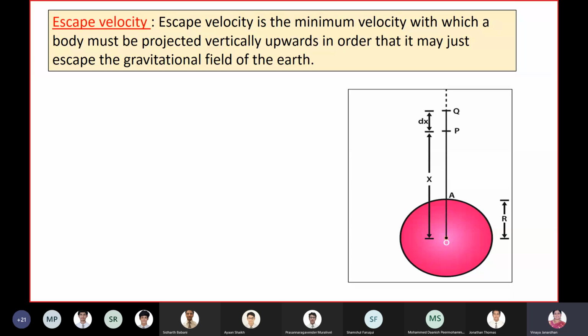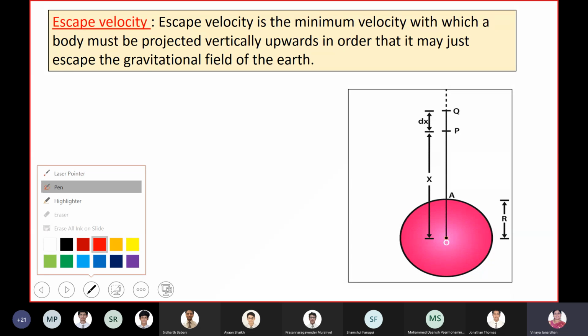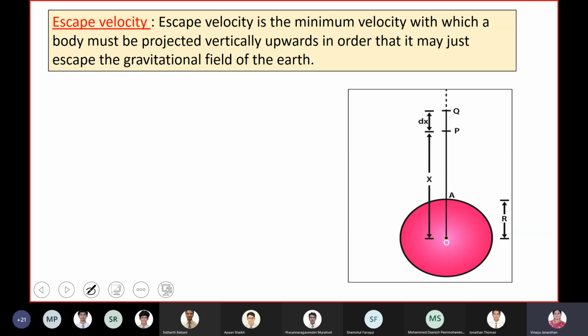So what do you mean by escape velocity? It is the minimum velocity with which you have to throw an object so that the object leaves the Earth's gravitational pull and will never come back. So the minimum velocity is 11.2 kilometers per second. In 1 second, the object should travel with a speed of 11.2 kilometers. Then the object will reach the escape velocity and will leave your Earth's gravitational influence. So that is your escape velocity.